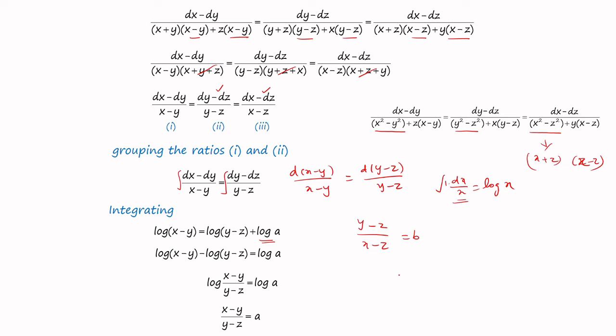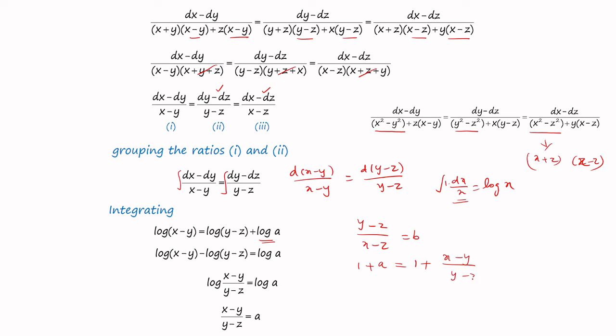What is an independent solution? There is no relationship between these two solutions. But look at this solution, (x minus y) by (y minus z). Here y minus z is present, divided by x minus z. We will check the relationship between these two. Suppose we find 1 plus a. What about 1 plus a? 1 plus (x minus y) by (y minus z).